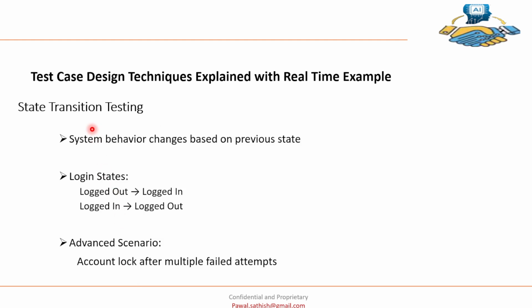Next, state transition testing. In state transition testing, system behavior changes based on the previous state. For example, if we consider the login feature, the user logs in, and again logs out. So two states are changing. And in an advanced scenario, consider an account locked after multiple failed attempts. If the user tries to log in more than 5 attempts, then the user account gets locked.